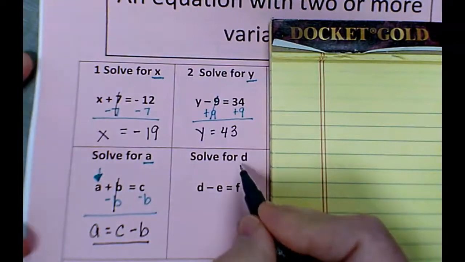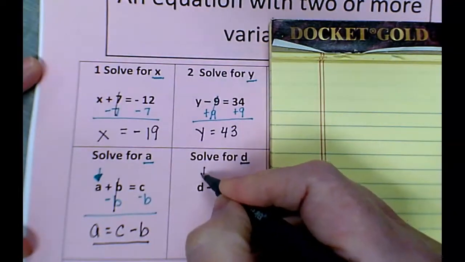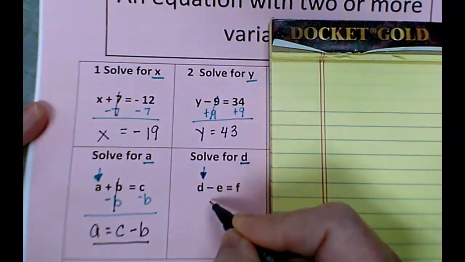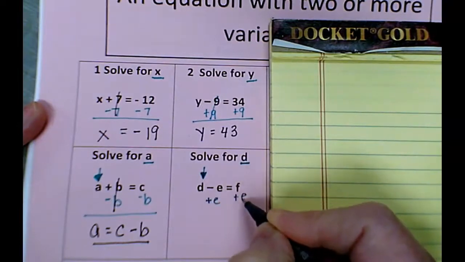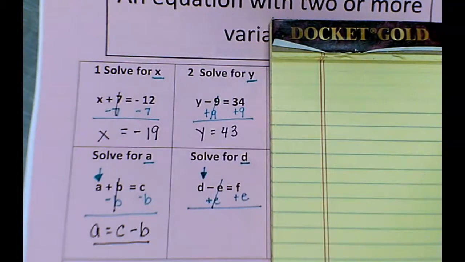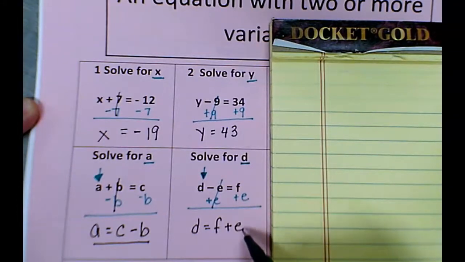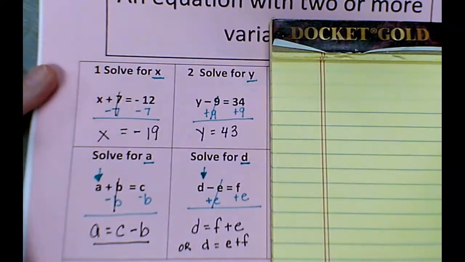In this next equation, I am going to solve for d. That means I need d by itself. That means I need e gone. The opposite of negative e is plus e. Add it to both sides of the equation so that I can cancel that out. These are not like terms because they do not have the same variable. So you could write the answer like that or like this. The order doesn't matter on addition.